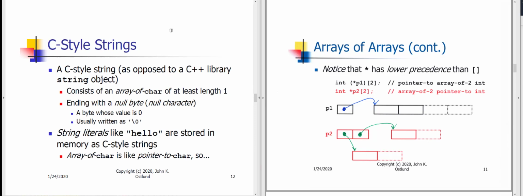All right, so that takes care of our discussion of what happens when you pass an array as an argument into a function. What you're actually passing is a pointer to the first element within the array.